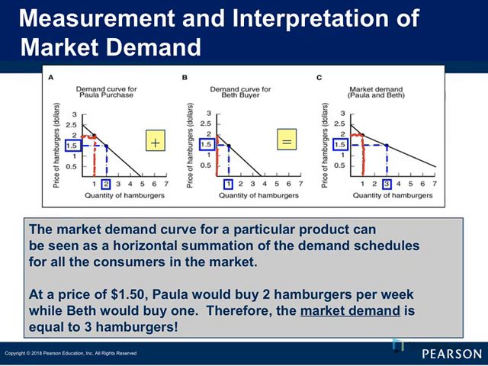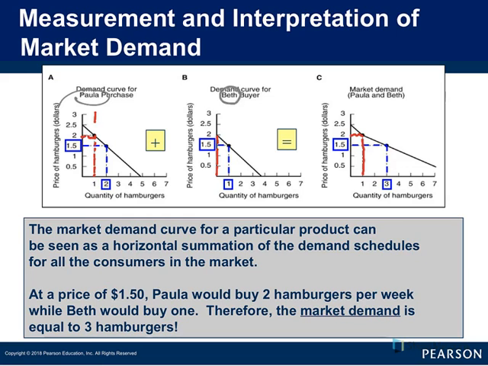adding them together. So as an example, we have two individual demand curves for an individual named Paula and Beth. If we look at the effect of price on their consumption, we can tell that if the price of the hamburgers is $2, then Paula is going to go ahead and purchase a single hamburger. If the price of hamburgers for Beth is $2, she's not going to purchase anything.